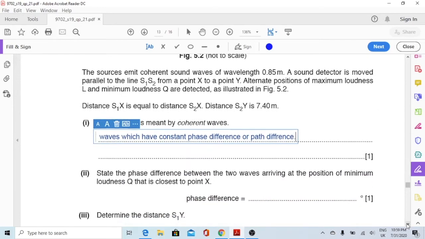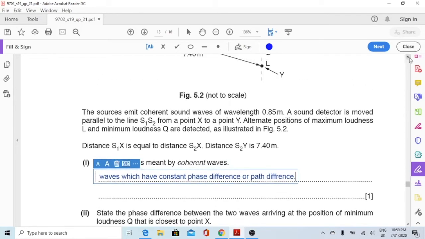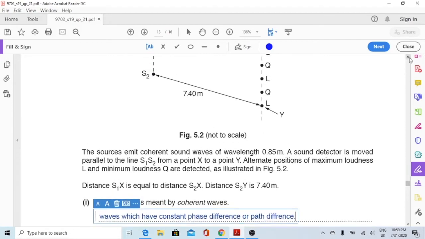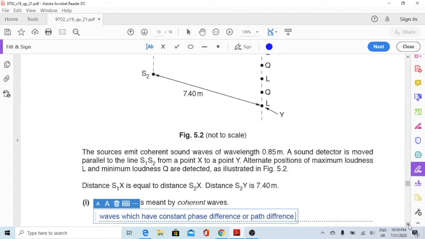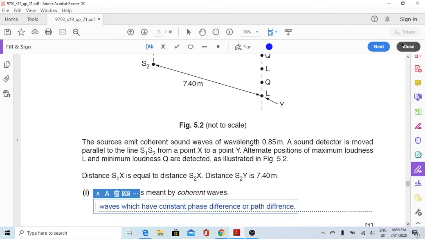Now, second part, state the phase difference between the two waves arriving at the position of minimum loudness Q that is closest to point X. Okay, so this is the point they're asking for over here. What is the phase difference between the sound waves which are traveling from source 1 and source 2?